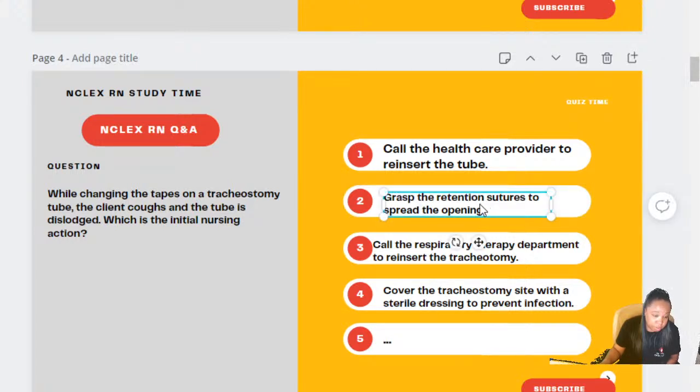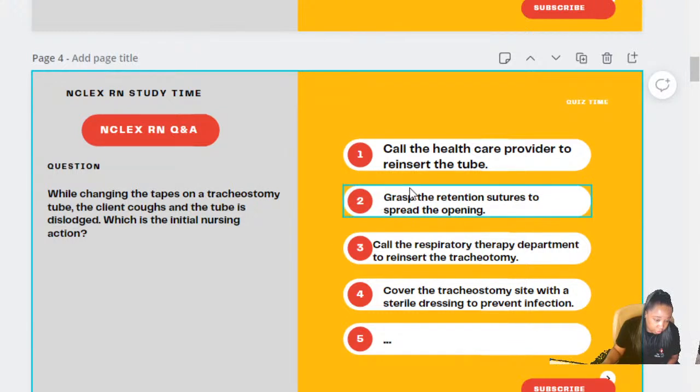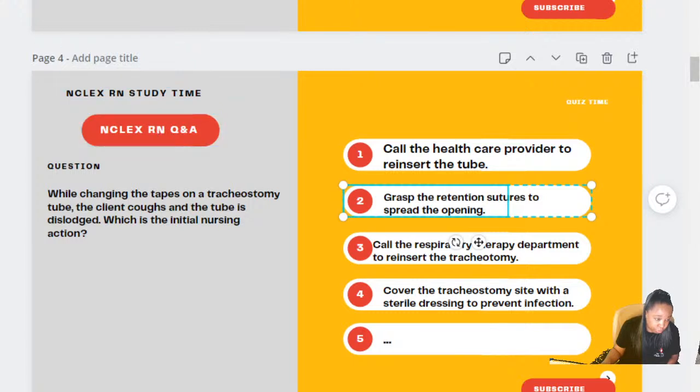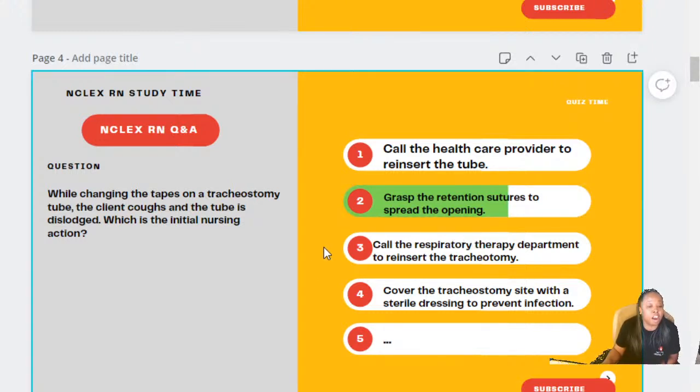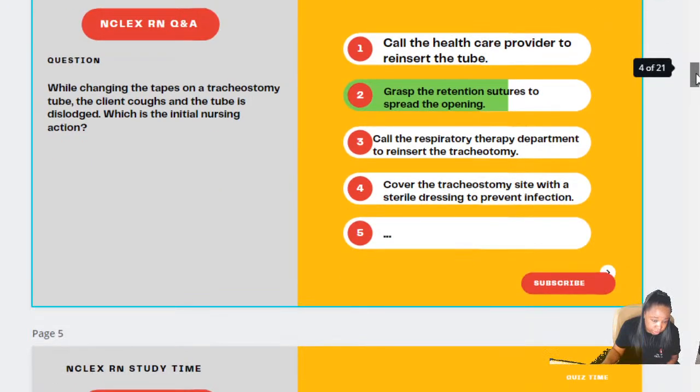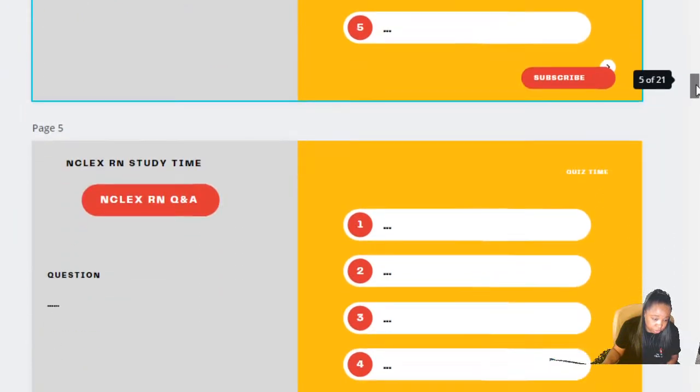Grasp the retention sutures to spread the opening. This is the first thing you have to do. And this is a very important question in the NCLEX. You know, there are some questions that are emergencies. Those are questions that are always going to be in there. If you don't know that kind of question, you will be losing the answer.